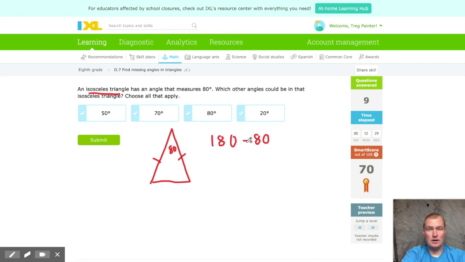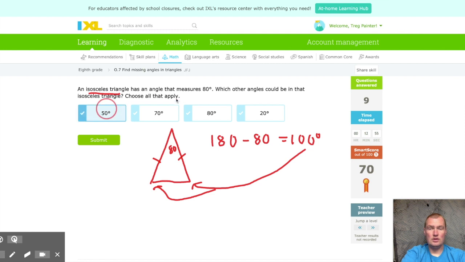Okay, so 180 minus 80 gives you 100 degrees left. Now, those 100 degrees count for both that missing angle and that missing angle. However, because there are 2 missing angles there, we're going to divide by 2. So 100 divided by 2 would be 50 degrees.